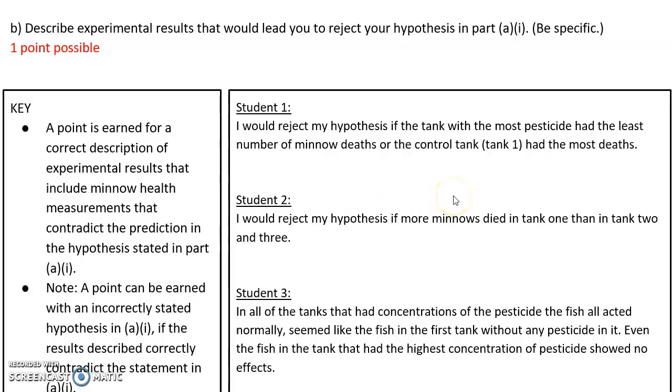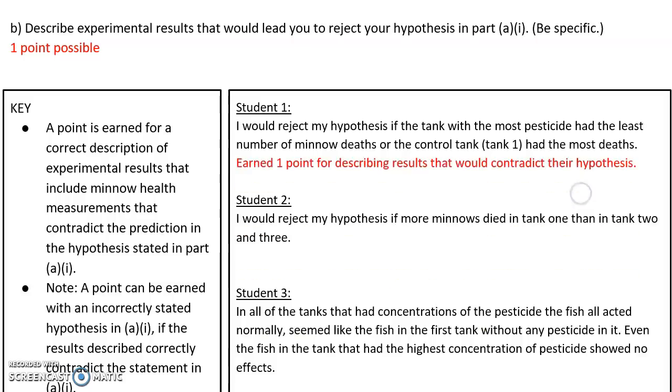So let's look at student 1. I would reject my hypothesis if the tank with the most pesticide had the least number of minnow deaths, or that the control tank had the most deaths. Student 2: I would reject my hypothesis if more minnows died in tank 1 than in tank 2 and 3. And then student 3 said, in all the tanks that had concentration of pesticides, the fish all acted normally, seemed like fish in the first tank without any pesticide in it. Even the fish in the tank that had the highest concentration of pesticides showed no effects. Okay. Pause, go ahead and decide who gets the points.